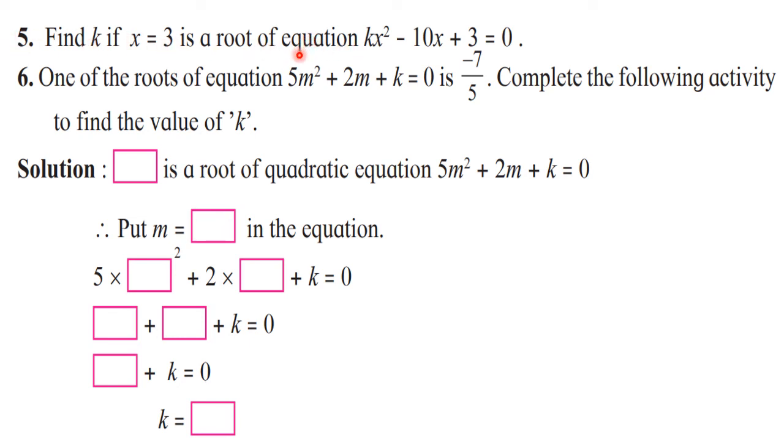Because in solved examples also we have solved such an activity where we got the answer k is equal to 75 upon 25 equal to 3. If you can recall, in the previous lecture we have solved that. So by using the same steps here, you can solve question number 5 also, which is very easy. So you will mark it as homework.